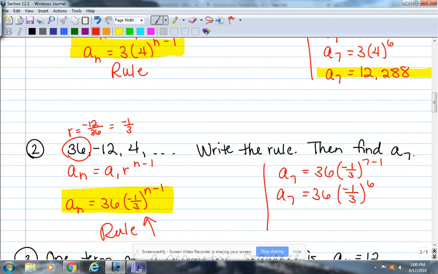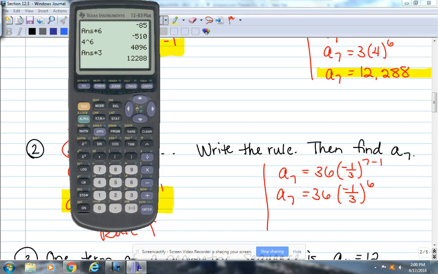I'm going to see if my calculator will let me type that straight in. I'm going to say 36 parentheses negative 1/3, which is negative 1 divided by 3, rooftop 6. You're getting a decimal? Yeah. Good. Now, did y'all get that in your calculator? Everybody get that number? All right, so how do we change an ugly decimal to a fraction?